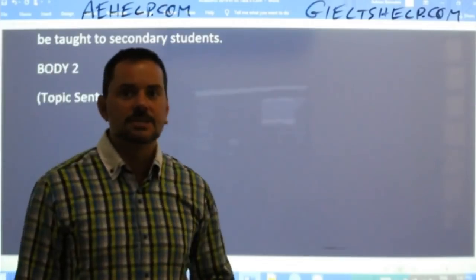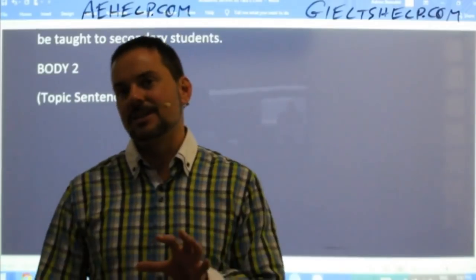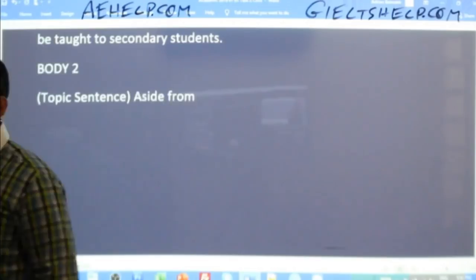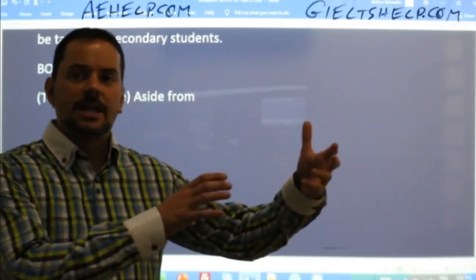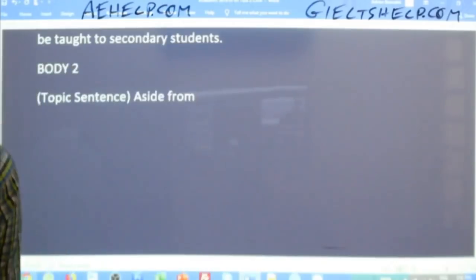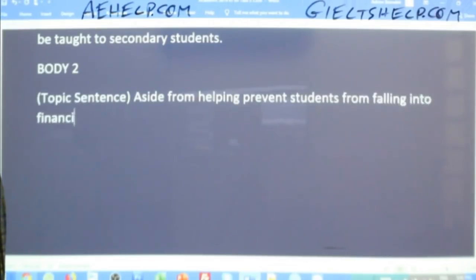It's got a couple of slight mistakes. I would use the word aside instead of besides. It's very technical. Besides is okay as well. So aside from means other than. Besides means this and beside it. So I'm going to use other than instead of beside here. So aside from helping prevent students from falling into financial traps.